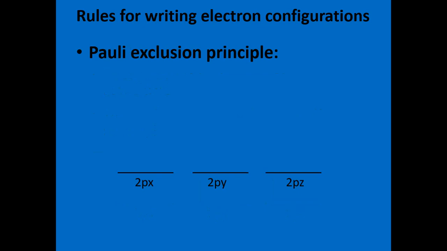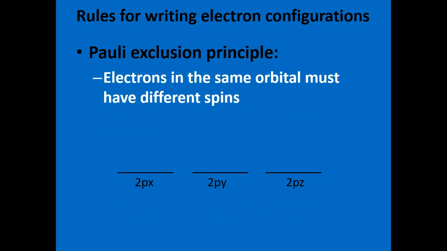And then the Pauli exclusion principle says that electrons in the same orbital have different spins. So again, following Hund's rule, where you have one electron per orbital, your second electron is going to come in with a down spin. So you have one up and one down in the box. One up, one down in the second box. And one up, one down in the third box.